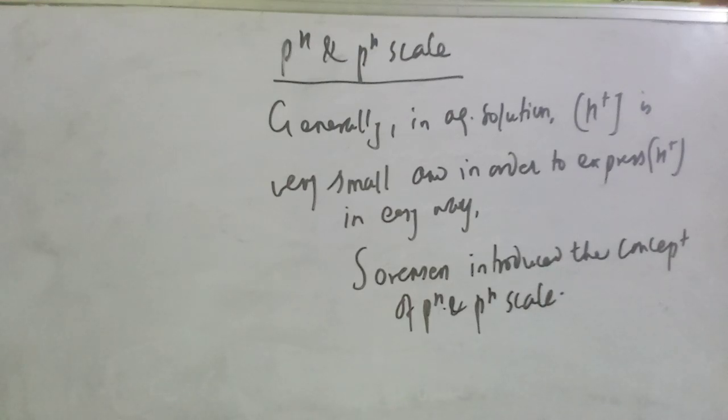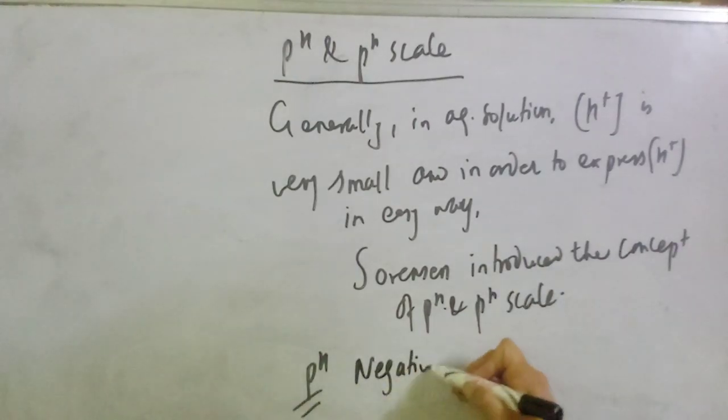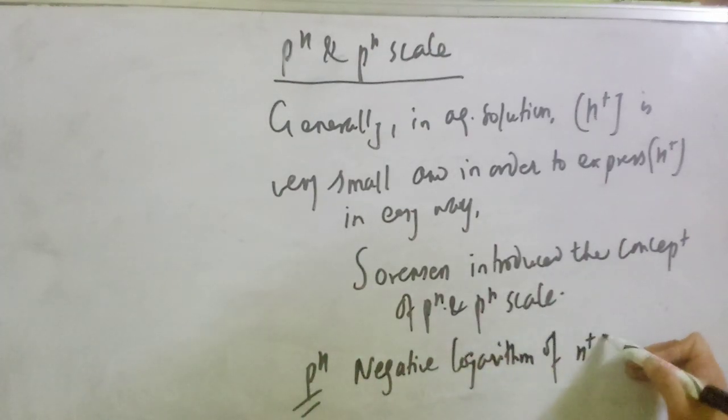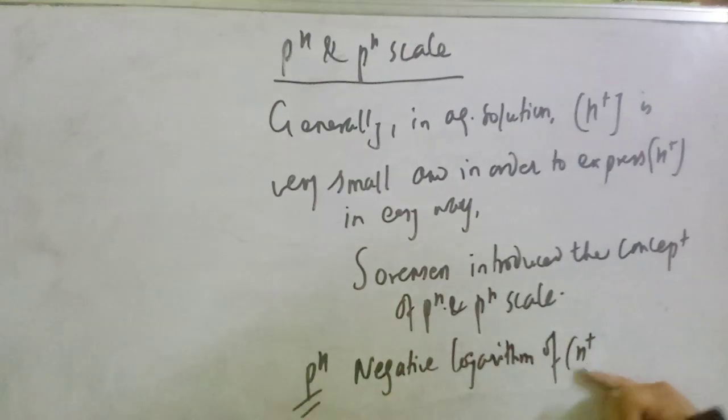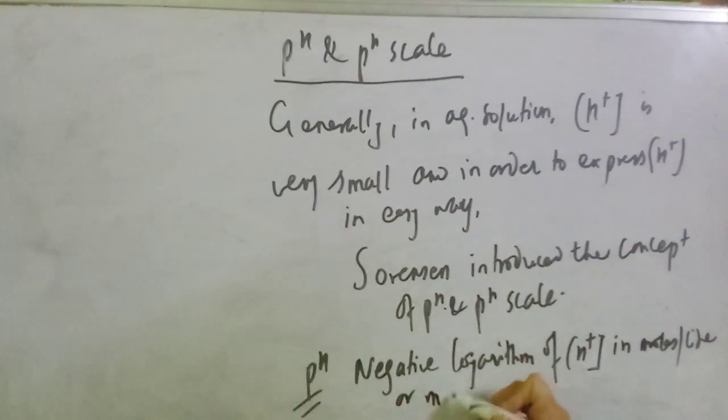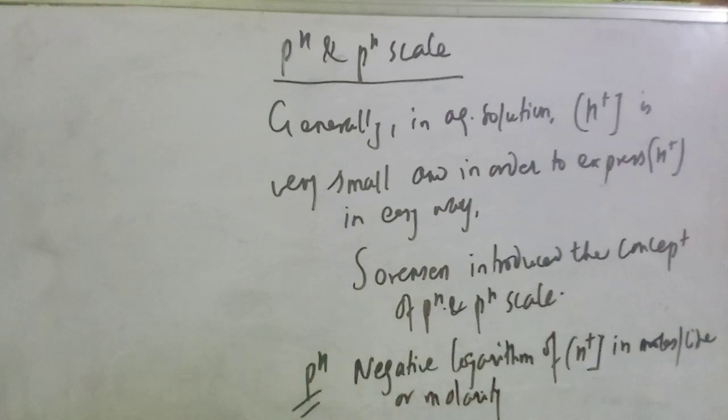So, what is pH? Now, let us define pH. pH is the negative logarithm of the H+ ion concentration in moles per liter or molarity. This is pH. pH is equal to the negative logarithm of the hydrogen ion concentration in moles per liter or molarity.